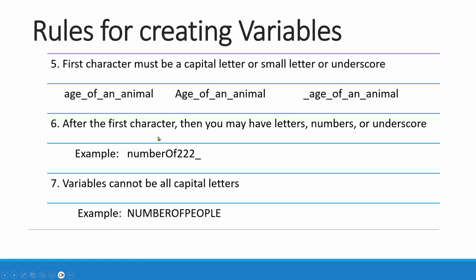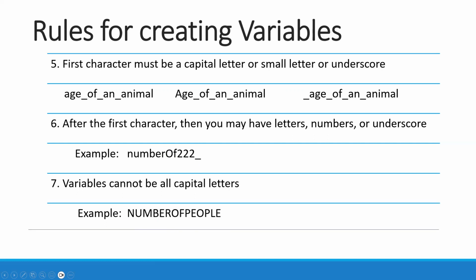Now, after the first character, you may have letters, numbers, or underscore. So in this example, I started with a small letter. And thereafter, I can have capital letters, I can have other letters, I can have numbers, I can have an underscore. But those are only allowed after the first character, which must be a capital letter or a small letter or an underscore. The seventh rule is that variables cannot be all capital letters, because when we have capital letters, it means something else. So for variables, don't type everything in capital letters.